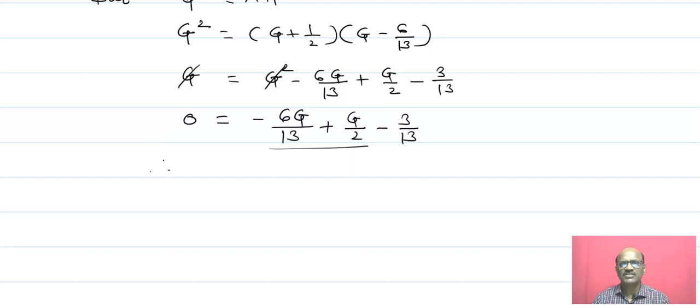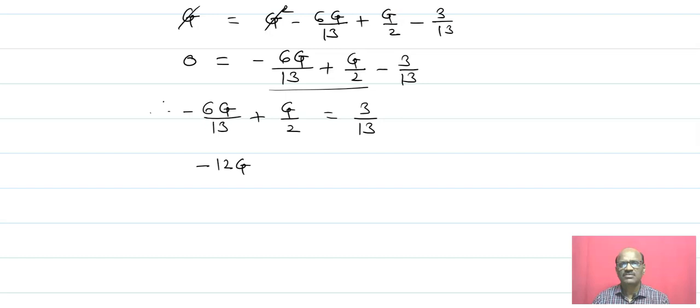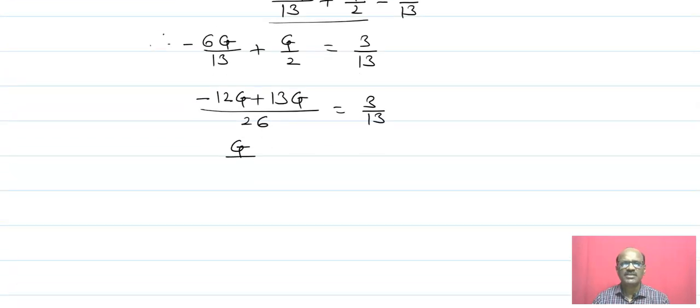Find out the value of G. That is, 6G upon 13 minus G upon 2 is equal to 3 upon 13. That is, minus 12G plus 13G upon 26 is equal to 3 upon 13. And that's why G upon 26 is equal to 3 upon 13. And therefore the value of G is 6.